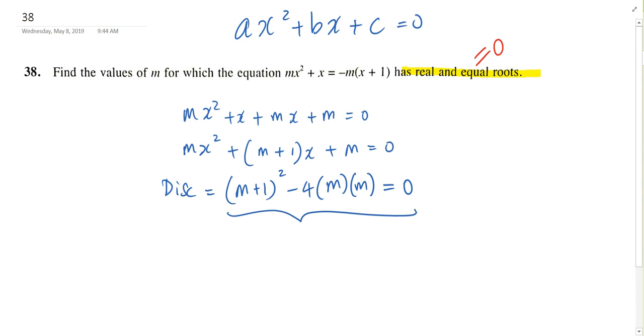This is a quadratic equation. Go and solve. You get m equals to negative 1/3 or 1. Okay?